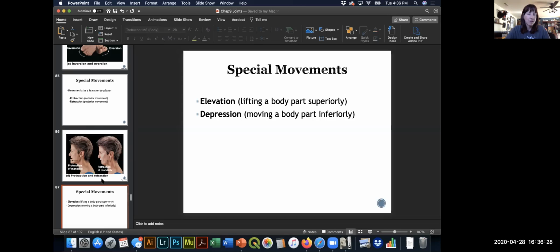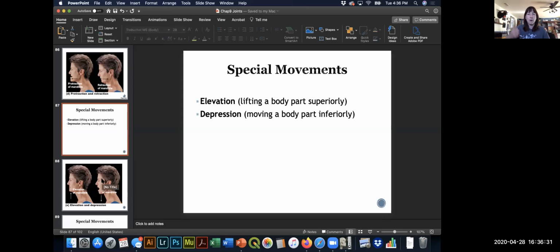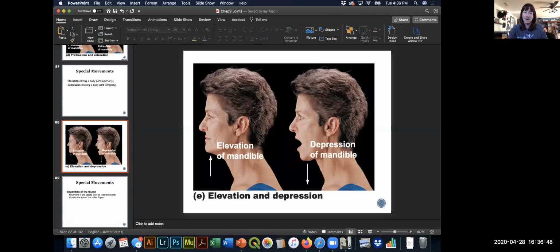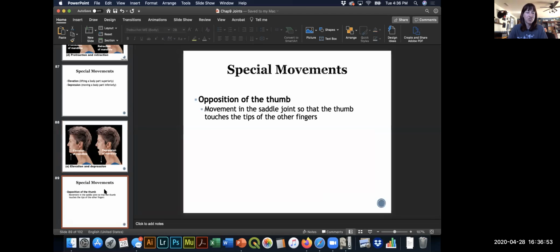Elevation and depression. Elevation is pulling up, and depression is pulling down. The other example that I thought of for this is your shoulders. So you can elevate your shoulders and depress your shoulders. Elevation, depression. The creepy example is the jaw again. So elevation and depression of the mandible. And then opposition of the thumb. So being able to do this, or snap your fingers, or basically anything that has to do with touching your thumb to the tips of your other fingers is considered opposition of the thumb.